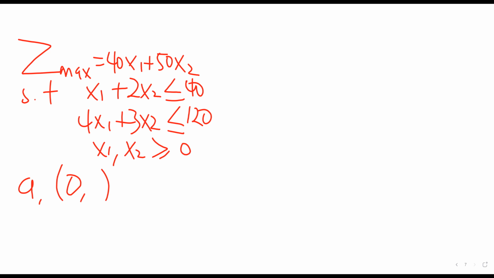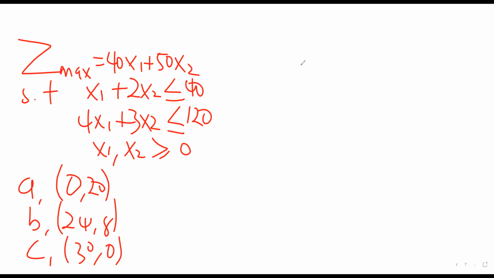All right. So A is 0, 20. B was 24 and then 8. And then C was 30, 0. Let me share that's correct. So what I want you now to do is this. You are going to take A and drop A into the first constraint and into the second constraint, and then you tell me the slacks. I'm going to do for A, you do for B and C for me.